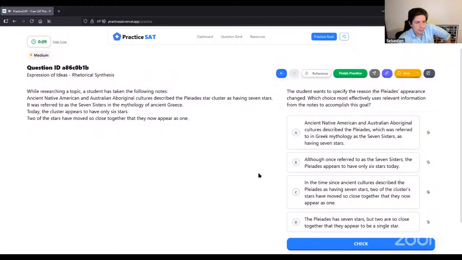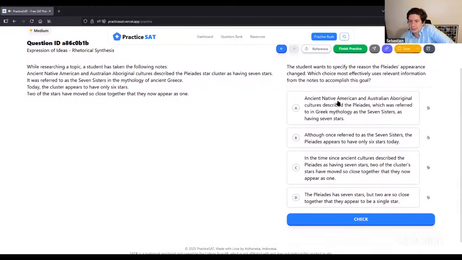While researching a topic, a student has taken the following notes. The student wants to specify the reason the Pleiades appearance changed. Which choice most effectively uses information from the notes to accomplish this goal? Again, I read the answer choices first, not the notes. A. Ancient Native American and Australian Aboriginal cultures describe the Pleiades, which was referred to in Greek mythology as the Seven Sisters, as having 7 stars. B. Although once referred to as the Seven Sisters, the Pleiades appear to only have 6 stars today. C. In the time since ancient cultures described the Pleiades as having 7 stars, 2 of the clusters appear to have moved so close together that they now appear as one.